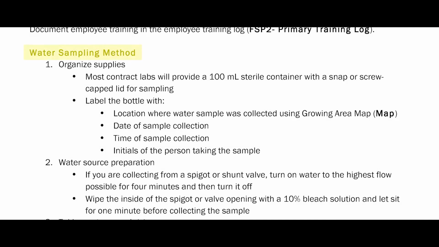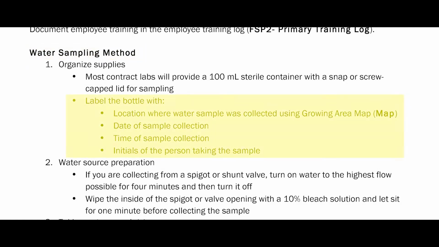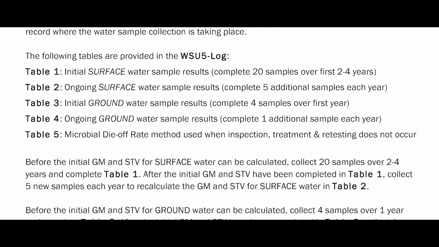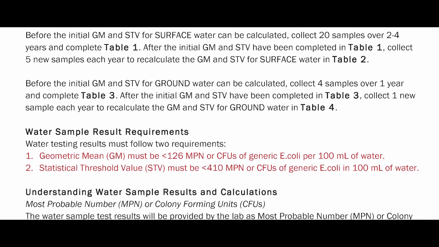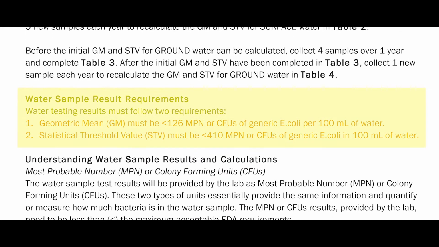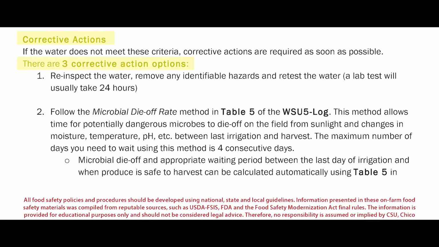Document procedures on how water samples are collected and how they are identified. Your written procedures should include what to do if unsuitable or abnormal water results are found. If the water does not meet these criteria, corrective actions are required as soon as possible. There are 3 corrective action options.